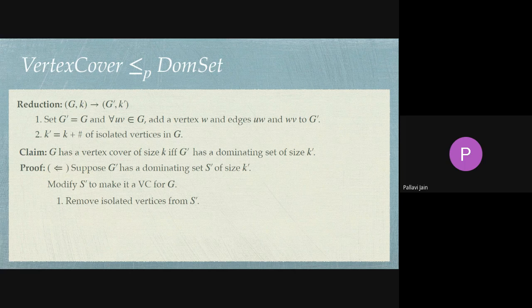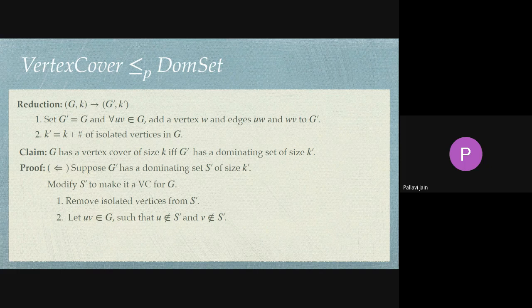But what this will do is decrease the number of isolated vertices. It will bring K prime down to K, because we have just removed all the isolated vertices. Fine. Now we have to do a few more operations, and in each of these operations the size of S prime will remain the same. So suppose S prime is not a vertex cover.